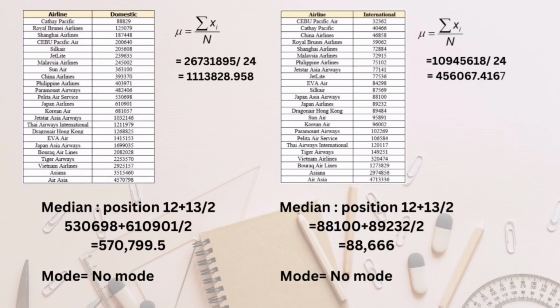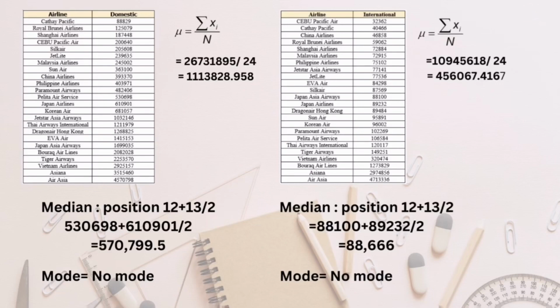Next, to find the median, we add the values of the data in the 12th and 13th positions and divide by 2. So the median for domestic is 530,698 plus 610,901 divided by 2, so we get 570,799.5. The median for international is 88,100 plus 89,232 divided by 2, and we get 88,666.